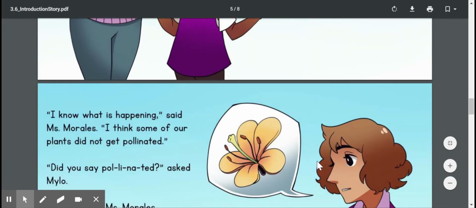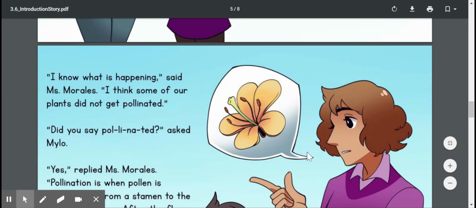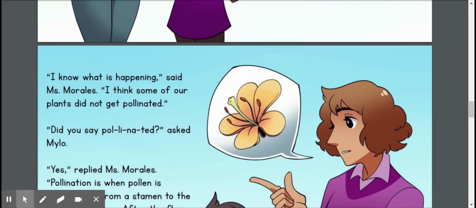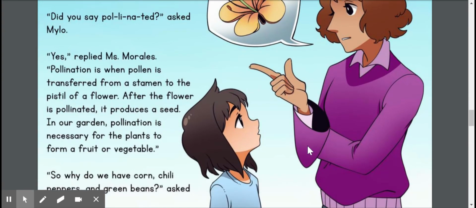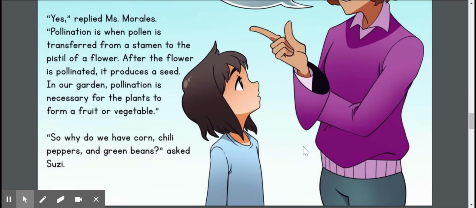I know what is happening, said Mrs. Morales. I think some of our plants did not get pollinated. Did you say pollinated? Asked Milo. Yes, Mrs. Morales said. Pollination is when pollen is transferred from the stamen to the pistil of the flower. After the flower is pollinated, it produces a seed in our garden. Pollination is necessary for the plants to form a fruit or vegetable.